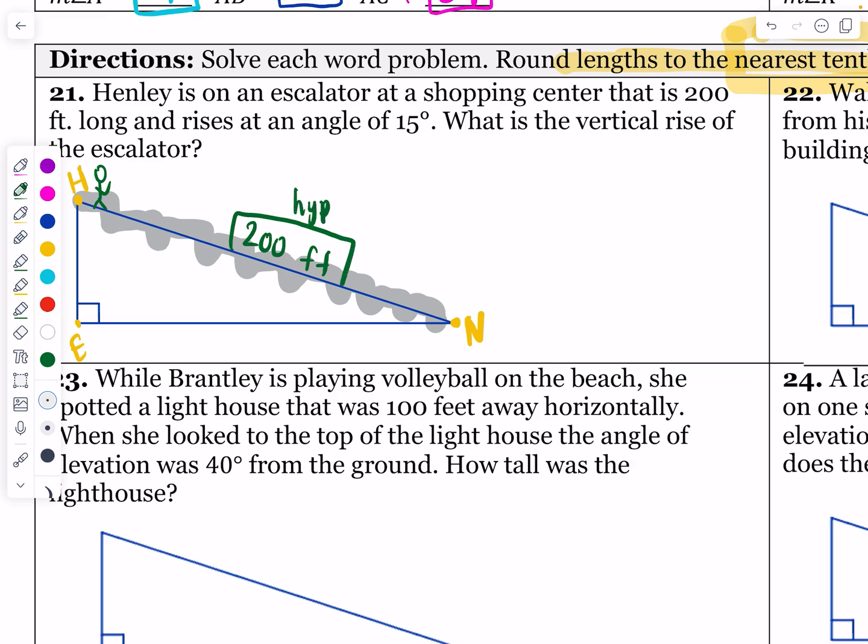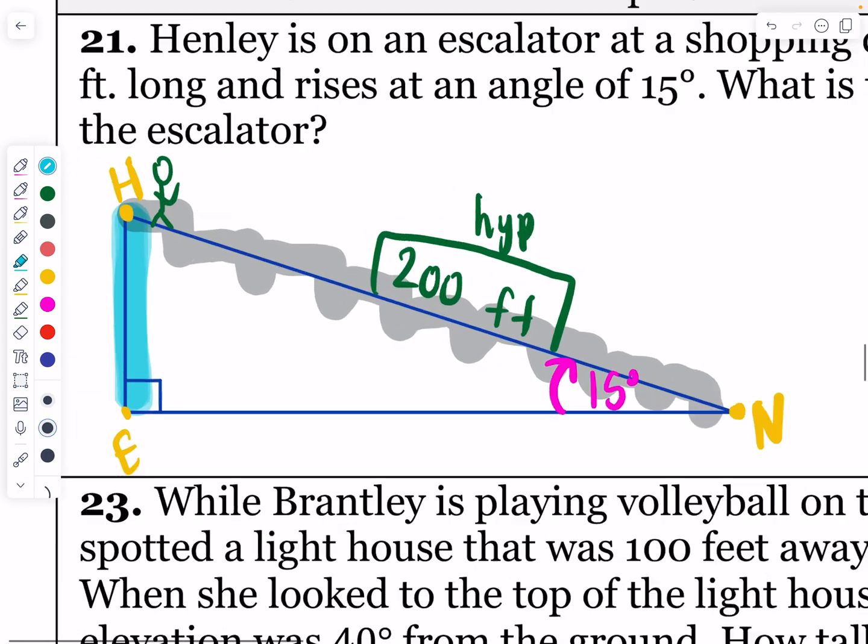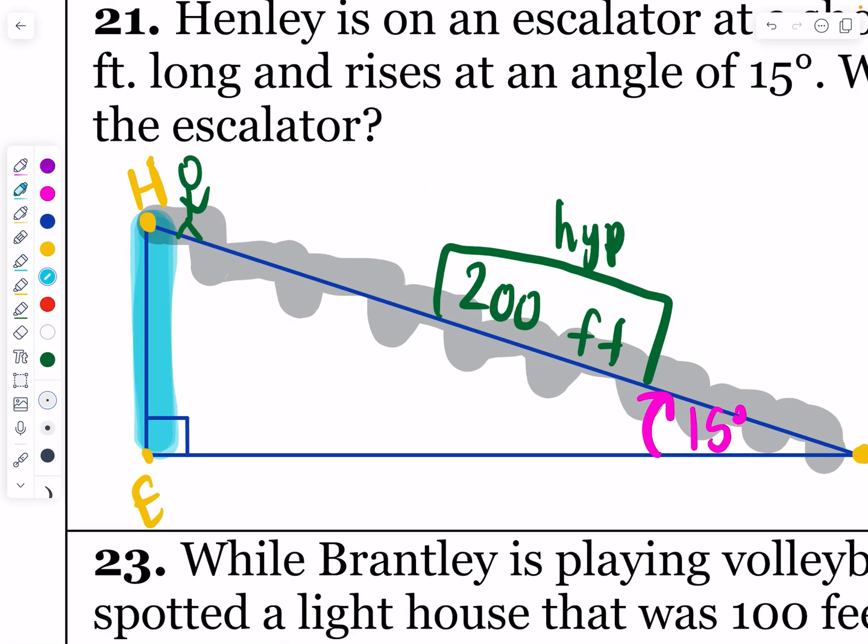That's my hypotenuse. Okay, and it rises at an angle of 15 degrees, meaning that my angle of elevation from the horizontal line opening up is 15 degrees. Okay, what is the vertical rise of the escalator? So again, remember we talked about this. When it says that word vertical, I know I'm going to put it on the vertical piece of my picture, which is HE. So we're looking for that missing piece. So we're looking for the vertical rise of X.